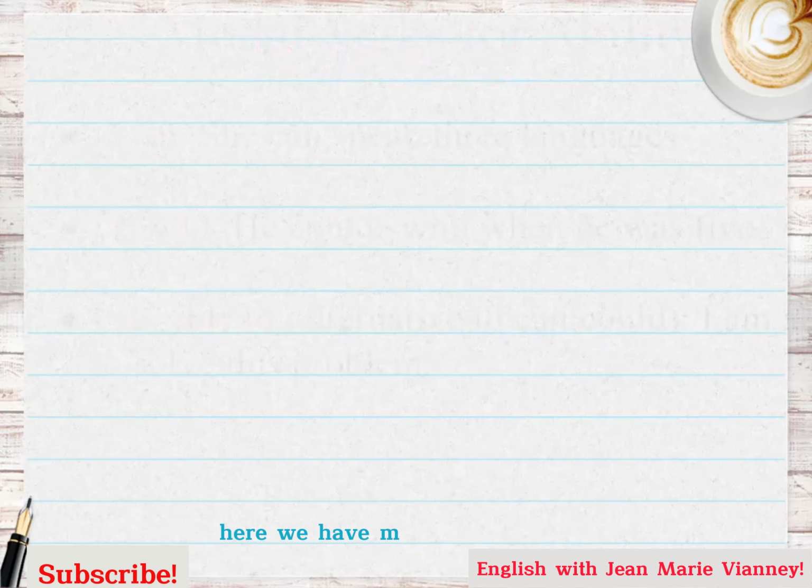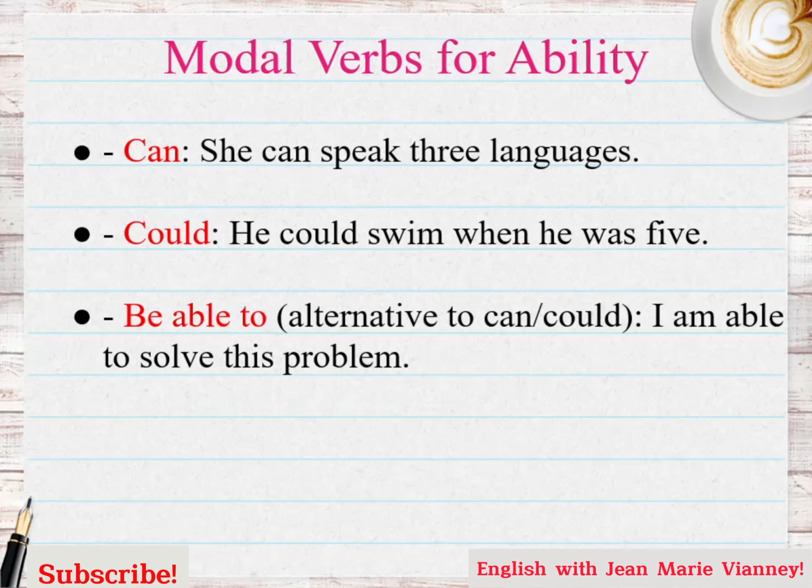Here we have modal verbs for ability: can, could, be able to. This be able to is an alternative to can or could. With can, you can say, she can speak 3 languages. Could: he could swim when he was 5. Be able to: I am able to solve this problem.